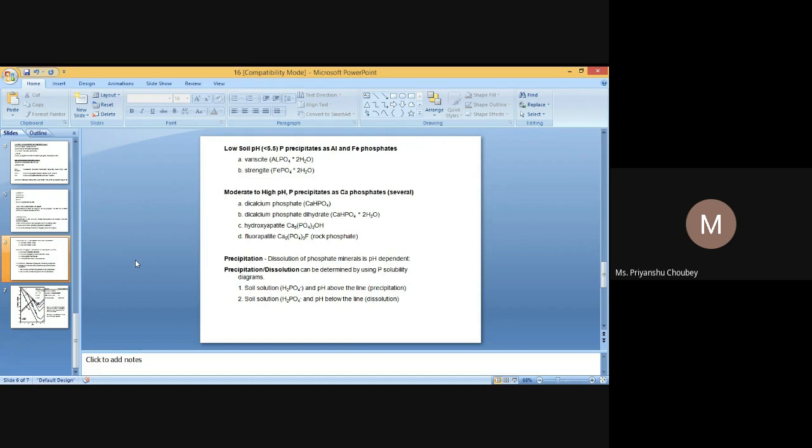Illuviation means the process of deposition of the soil constituents removed from the upper layer to the lower layer. The zone of accumulation is termed illuvial. The horizon formed by the process is termed the illuvial horizon. It is a B horizon, especially Bt.